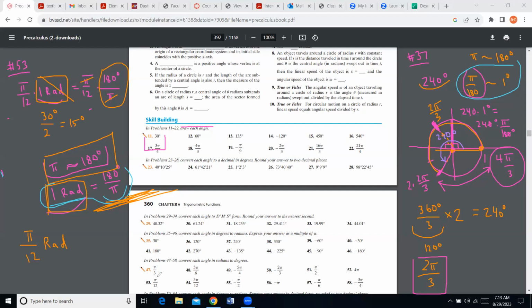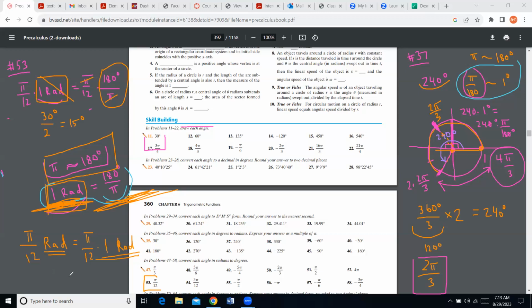So if you have pi over 12, notice that it means it's in terms of radians because there is no degree sign. And that's why I can write it as pi over 12 times 1, because it doesn't change anything about these radians. But then I use the formula, and that's the key part. 1 radian is actually the same as 180 over pi.